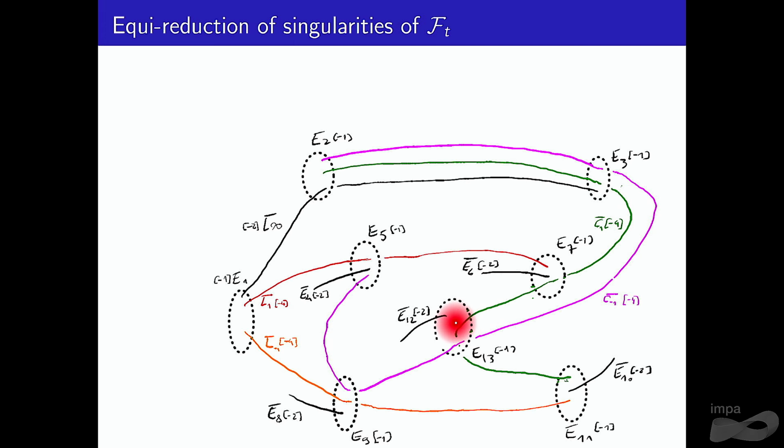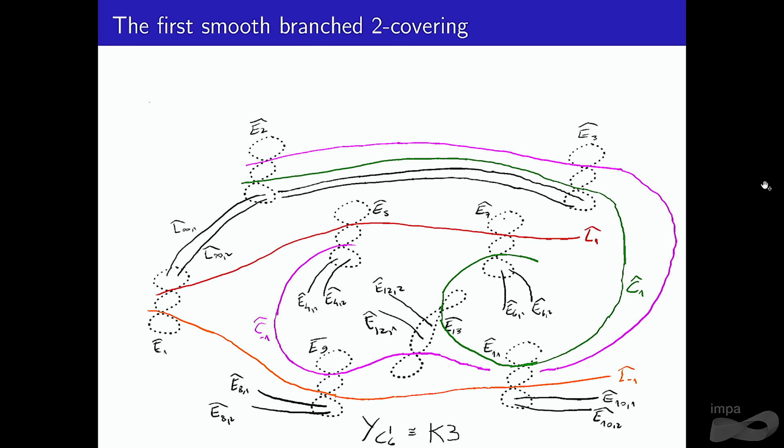There are 13 blow-ups. The family of Lins Neto foliations is equireducible, so 13 blow-ups are enough to reduce the singularities. And then, after this reduction of singularities, let's branch over this curve, and red, orange, magenta, and green. These will be our branch. So let's take the branch. Voila.